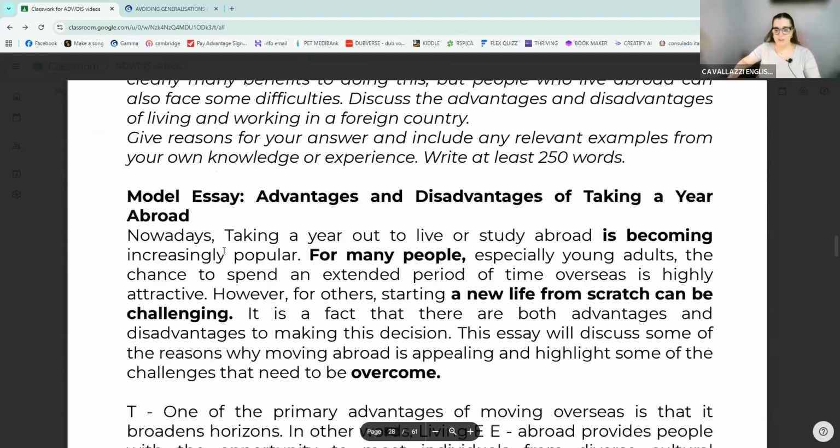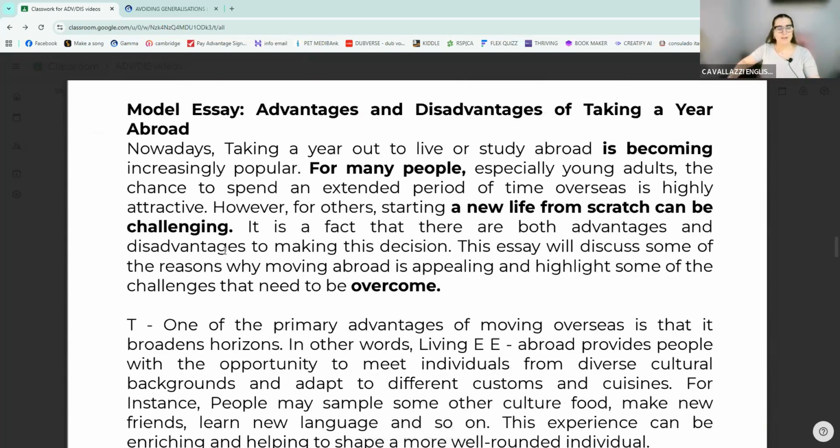And here there's a very interesting sample, already going back to avoiding repetition, which is going to be in the opinion part. For many people, a new life from scratch can be, see? This new life from scratch is an idiom. To start a life from nothing. It's really cool. I put it in bold here. Exactly, because it's an idiom. You can use idioms, but more academic idioms. Can be, see, for many people, avoiding generalization.